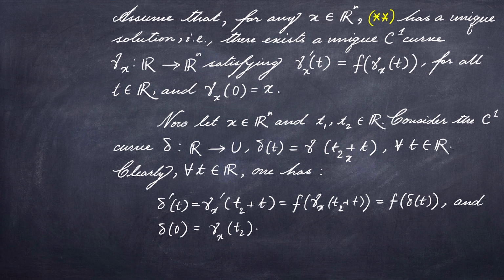I repeat that for any f, the existence and uniqueness of solution is not guaranteed. By means of Picard's theorem, we can talk about existence and uniqueness locally, but let's not get into that. We only consider those functions for which the IVP has a unique solution defined over the whole of R corresponding to every initial point. Okay. So now let x be a point in Rn, and t1 and t2.